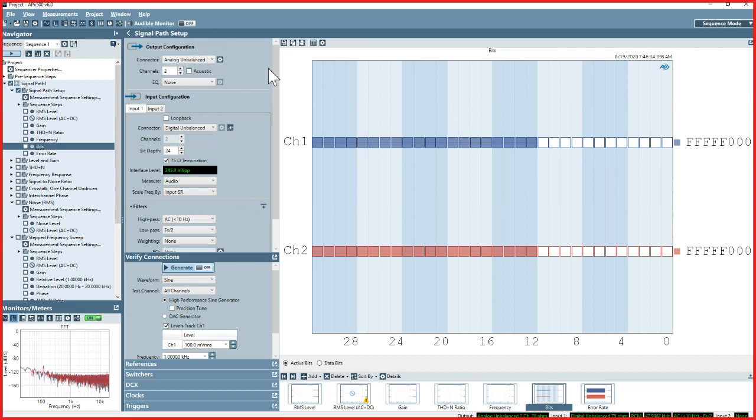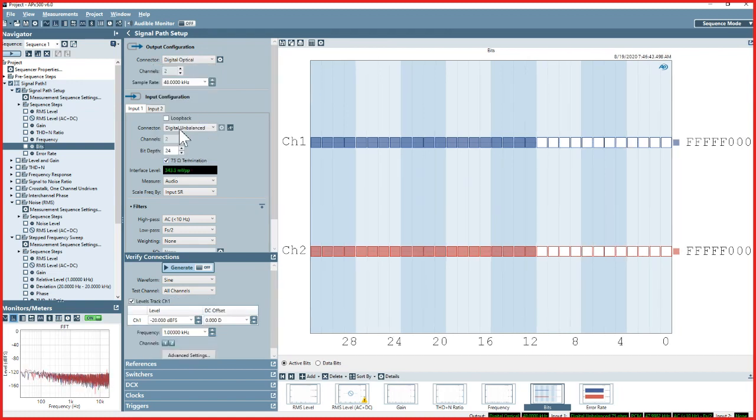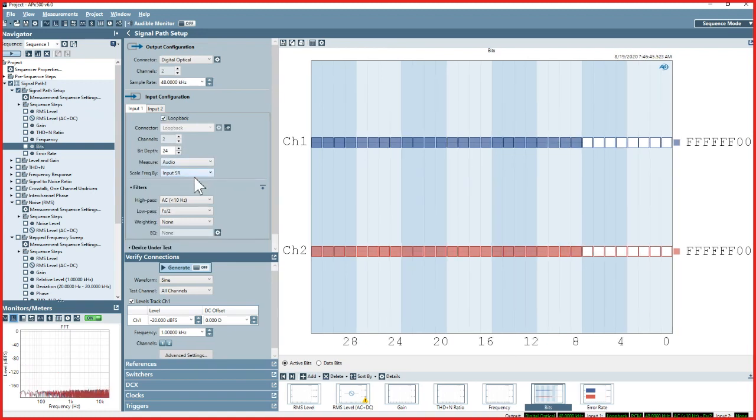Now let's take a look. I'll briefly go into just a little bit of an arbitrary case, but let's just look at our digital optical and loop that back for a second. When troubleshooting a digital connection, there are a couple more useful things I can do with the bits display. So I'm going to change this to data bits.